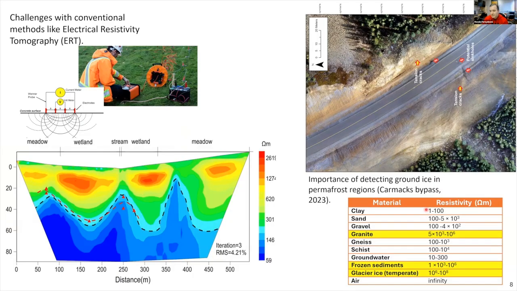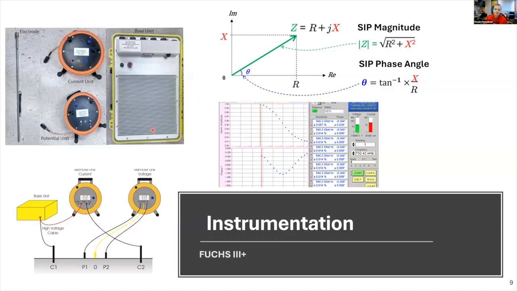So at some time, a frozen clay may be misunderstood as not frozen by the ERT, and at the same time, something like granite may be misunderstood as ground ice when using ERT. To solve those problems, we are using SIP, because SIP looks at relaxation time, not only at the resistivity. So for doing the measurement, we use the FOSS instrument.